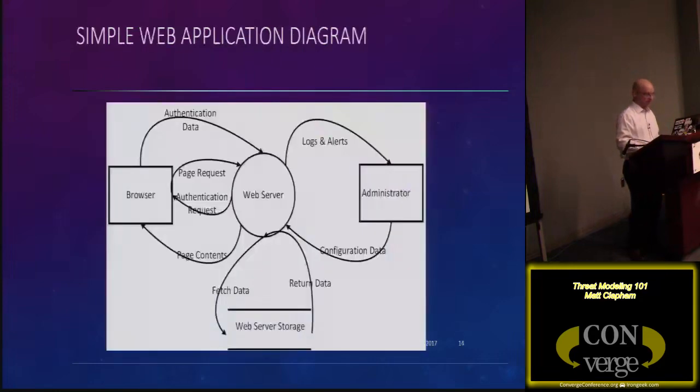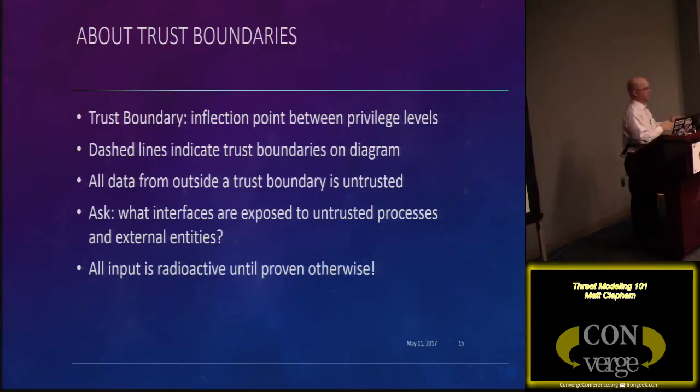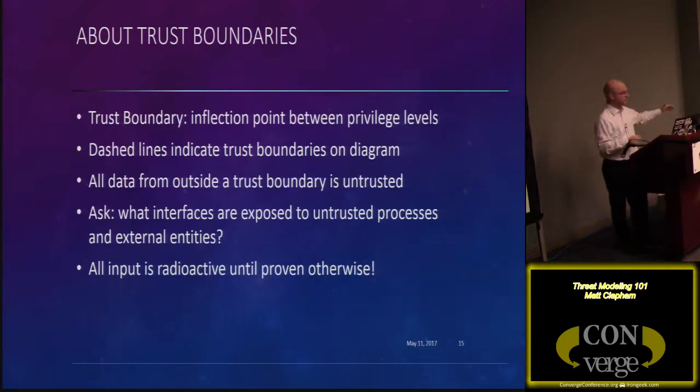Now, that diagram is missing a few things. It's missing trust boundaries. Somewhere to understand where an inflection point between what we can rely on and what we don't rely on, what we don't trust. We're going to put a dashed line on the diagram that will indicate, hey, over on this side, we don't trust what's coming there. So all data from outside that trust boundary should be considered radioactive until proven otherwise.